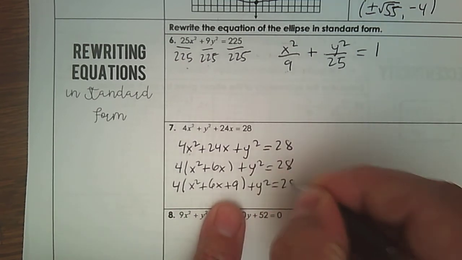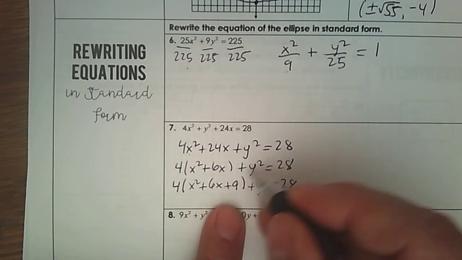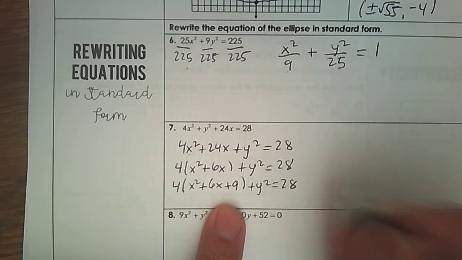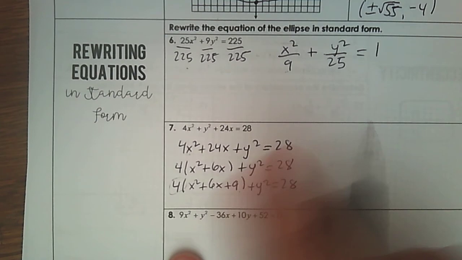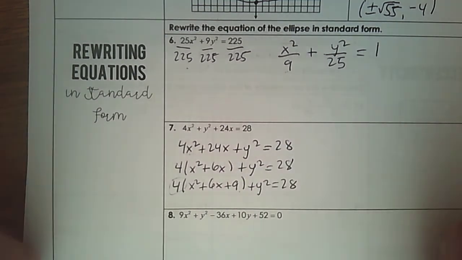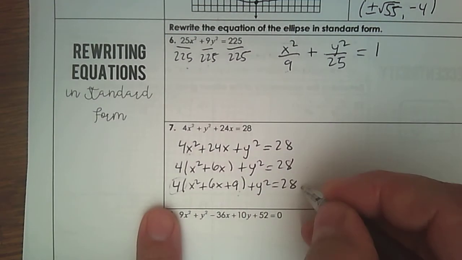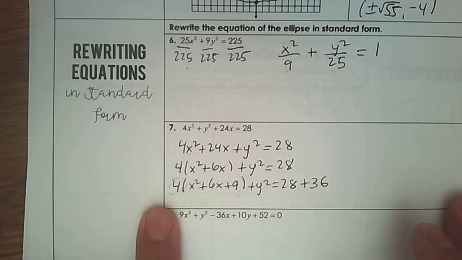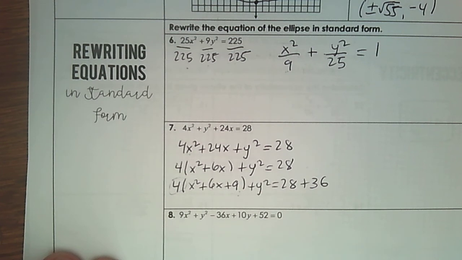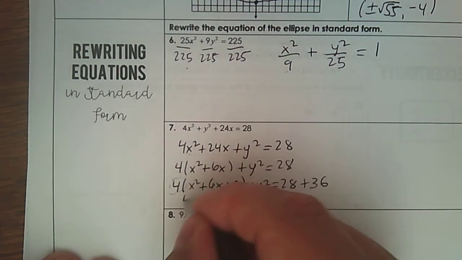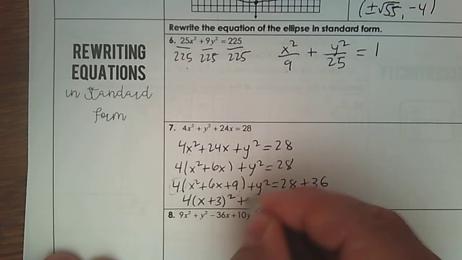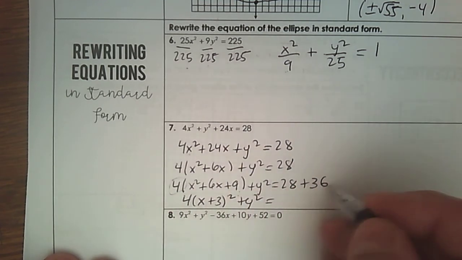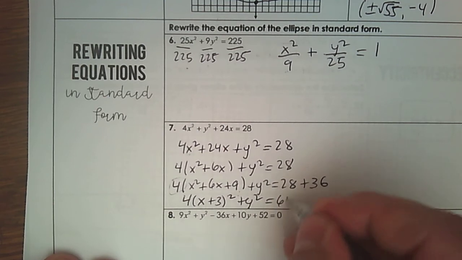But here is the challenge, not a big challenge. The number I add to the right side is not 9. Why not? Because of this 4. So 4 times 9, if I distribute it and expand, that number really isn't 9, but is 36. So that's the number I'm going to add to the right side. And notice why it's 36. Now it's going to get a lot easier. So some good algebra work there. We're going to factor. So that's x plus 3 squared, and then y squared. And then 28 and 36 is 64.